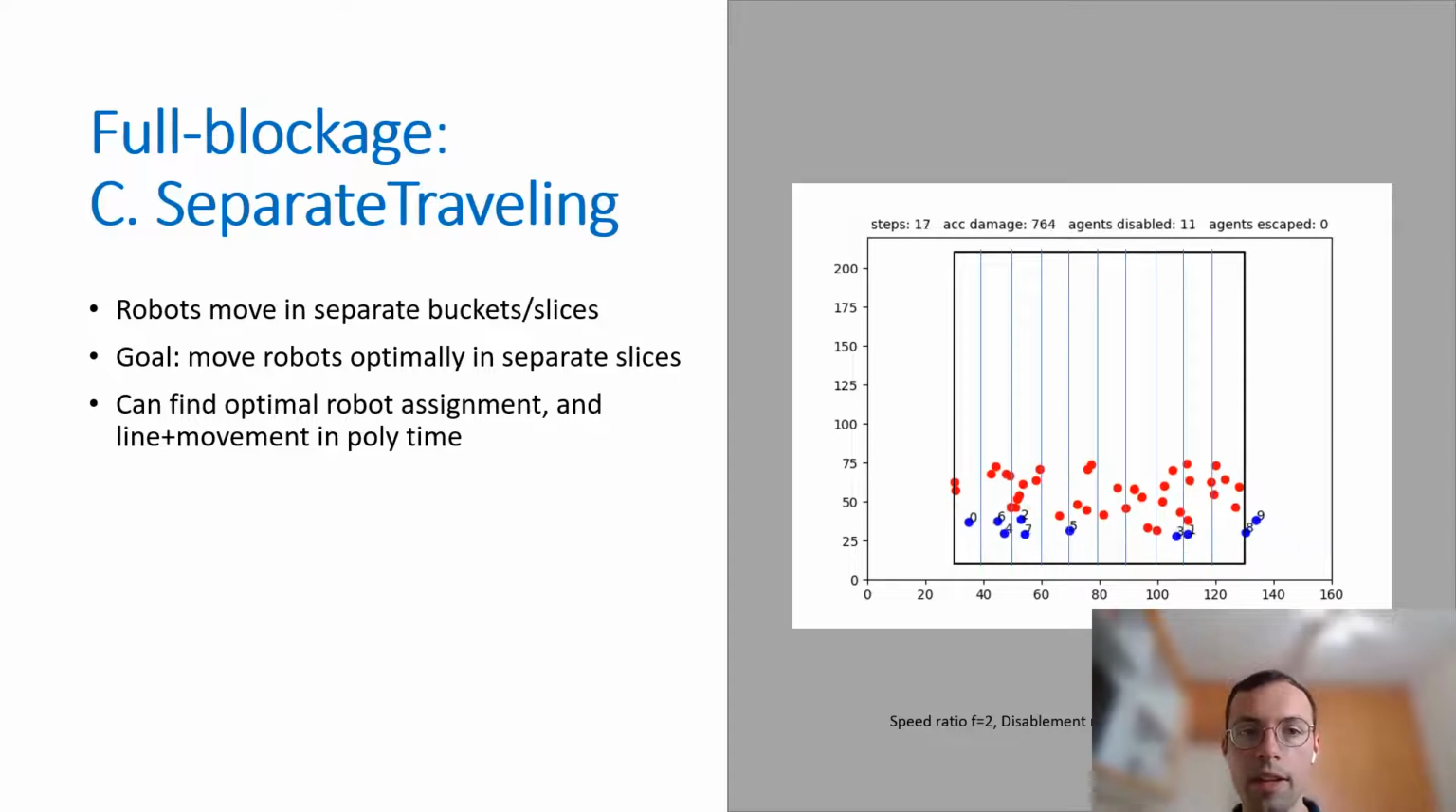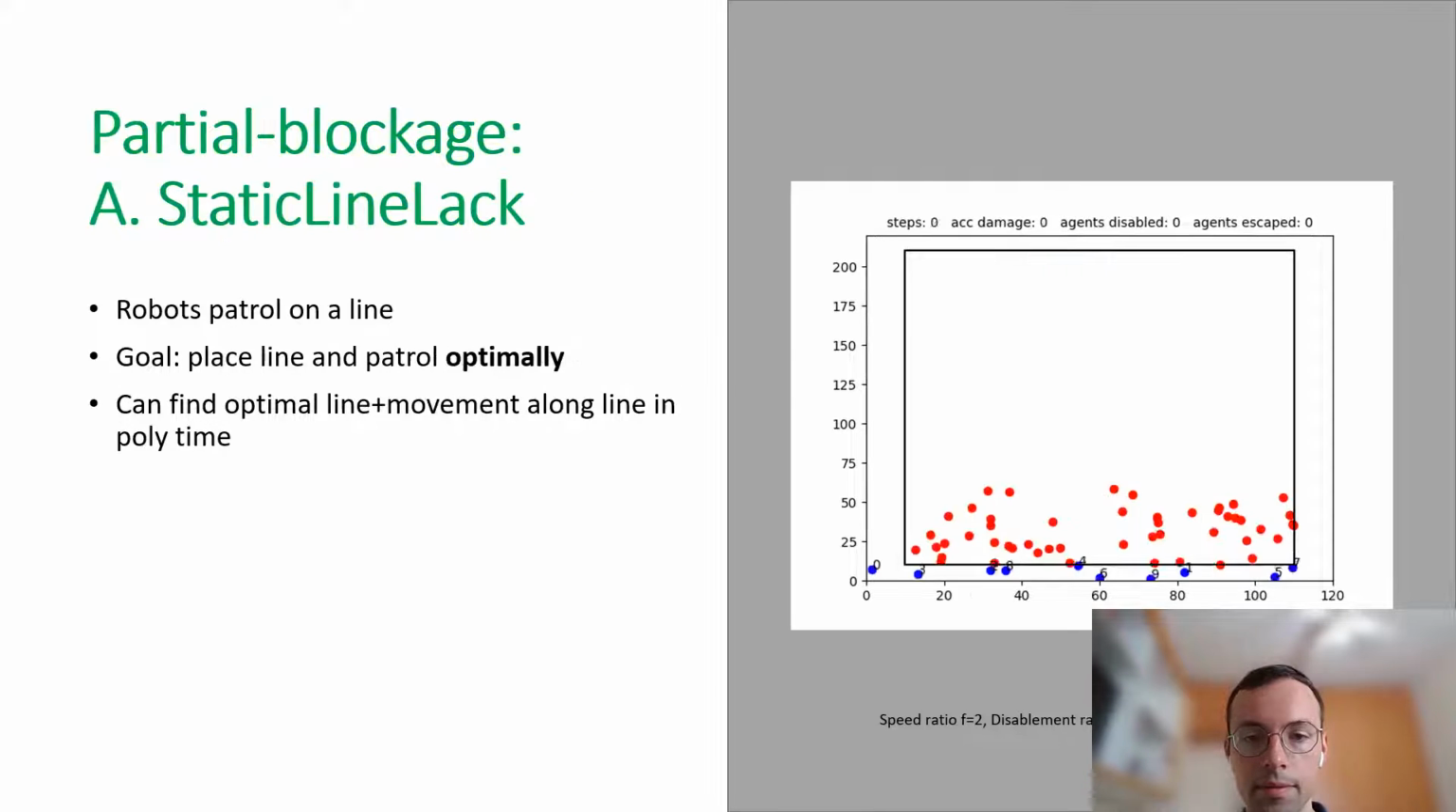In separate traveling, we separate the space into vertical sections that a single robot can cover. For each section, we apply a traveling line solution. It cannot be worse than traveling line since it can find, in particular, the solution of traveling line too, while its actual computation time is significantly better.